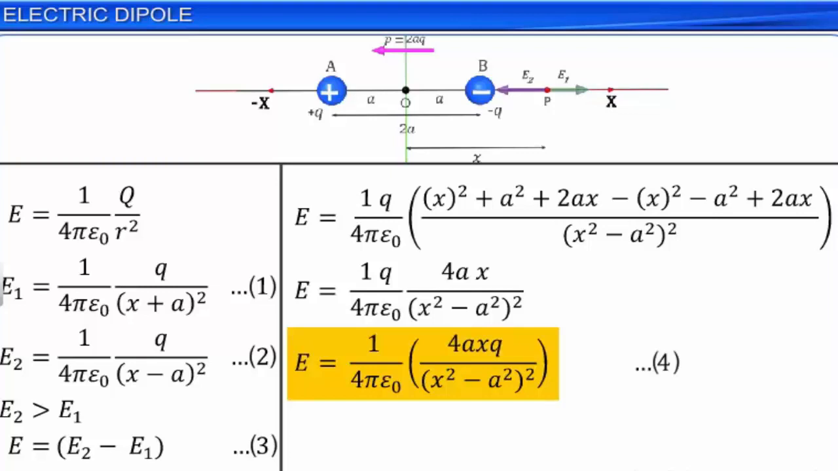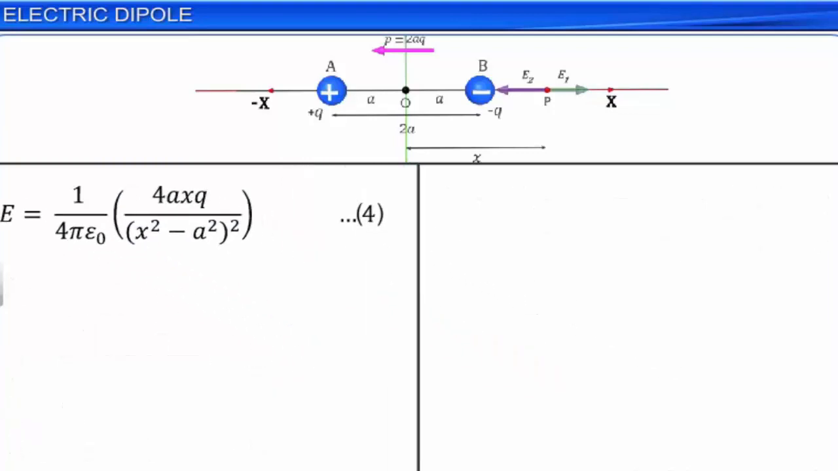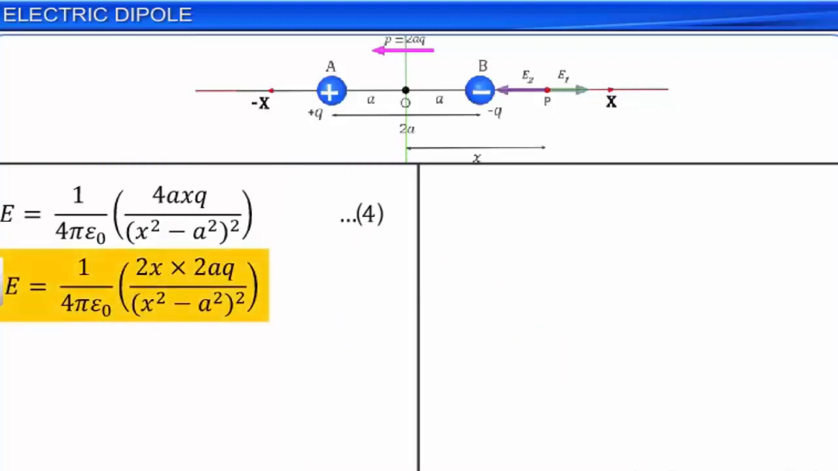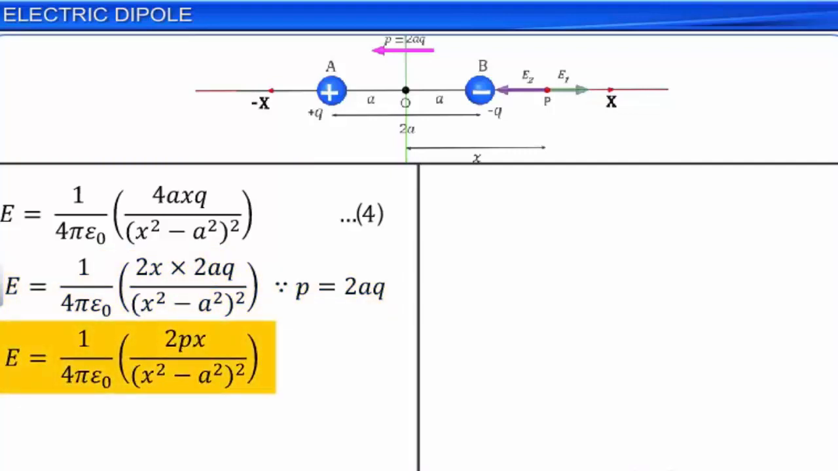Simplifying equation 4, we get E is equal to 1 by 4 pi epsilon naught 2x into 2aq by (x square minus a square) whole square. In this equation, 2aq is the magnitude of the dipole moment p. Therefore, E is equal to 1 by 4 pi epsilon naught 2px by (x square minus a square) whole square. Let this be equation 5.